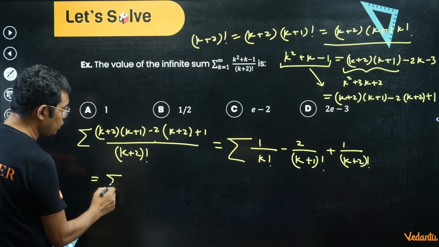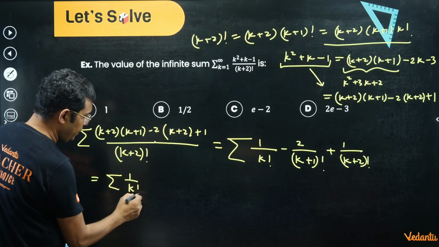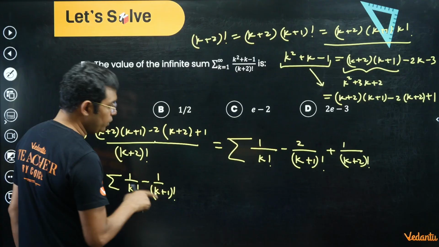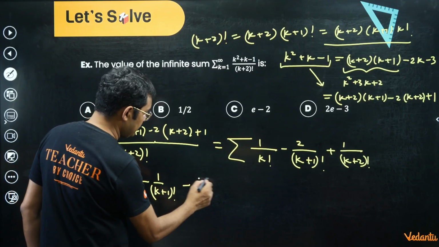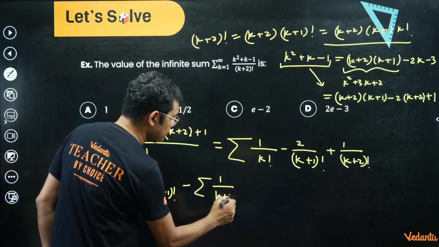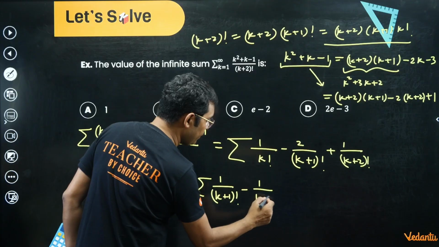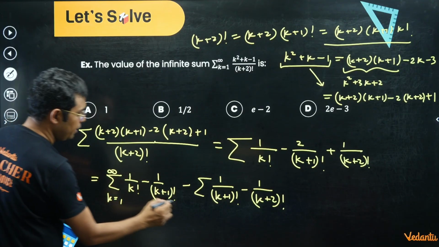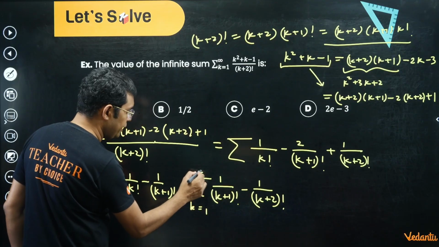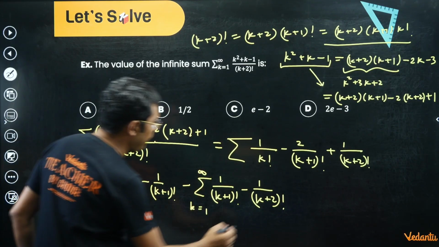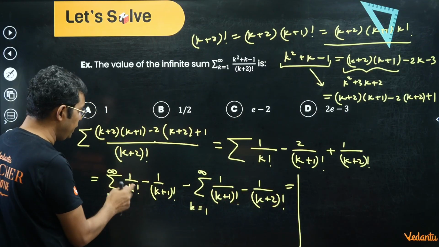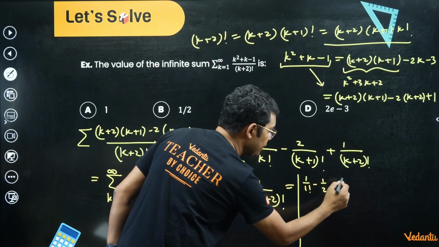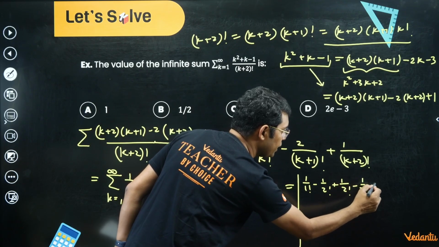Please see how. Although by doing directly also it will work, but let me do it in 2 steps. So summation of 1 upon k factorial minus 1 upon k plus 1 factorial, and then minus summation of 1 upon k plus 1 factorial minus 1 upon k plus 2 factorial. k will be starting with 1 going till infinity. Here also going with 1 going till infinity. Now if you write these values here 1, 2, 3 and so on, the first one will be 1 upon 1 factorial minus 1 upon 2 factorial, then plus 1 upon 2 factorial minus 1 upon 3 factorial and so on.